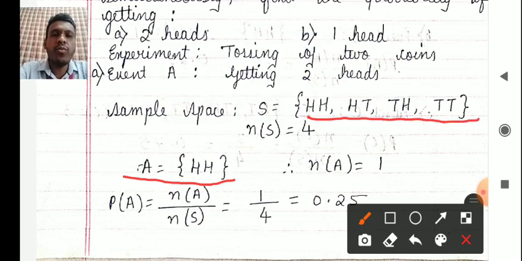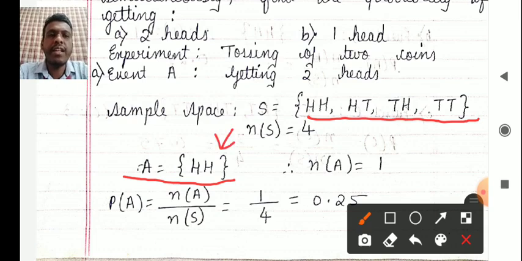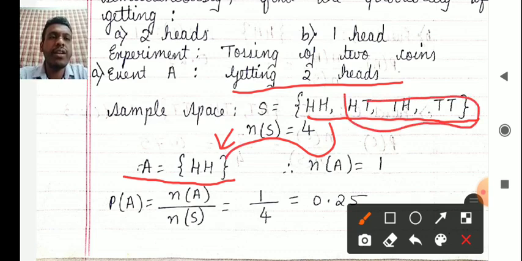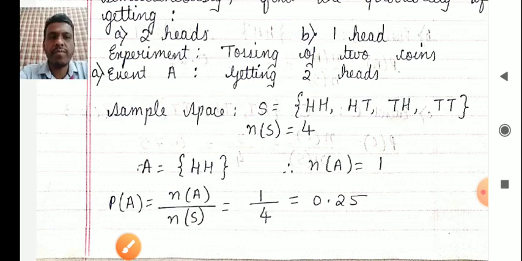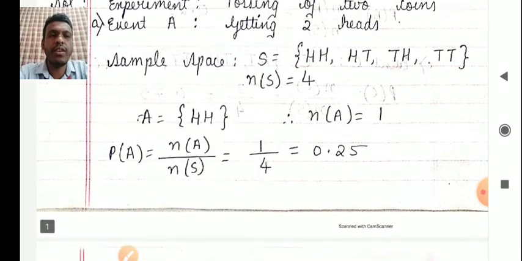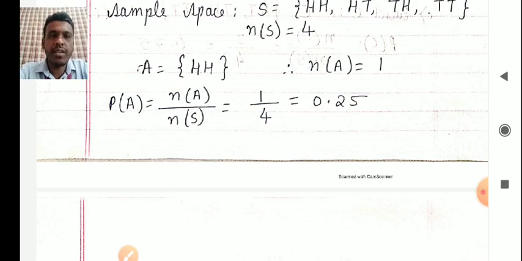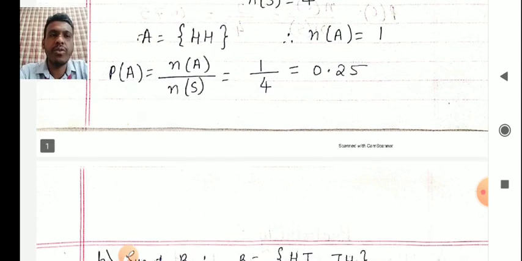Whenever we are finding out what will come in this set, we have to look at the sample space. What is the event we are interested in? Getting two heads. Where are the two heads coming in this? One is this. Is there any other place where we are getting two heads? No. So only one item will come here, and that is H comma H. Therefore n(A) is equal to 1. Once n(A) is 1, probability of A is equal to n(A) upon n(S), which is 1 upon 4, equal to 0.25.